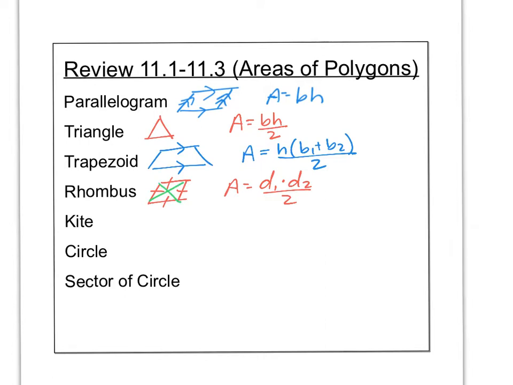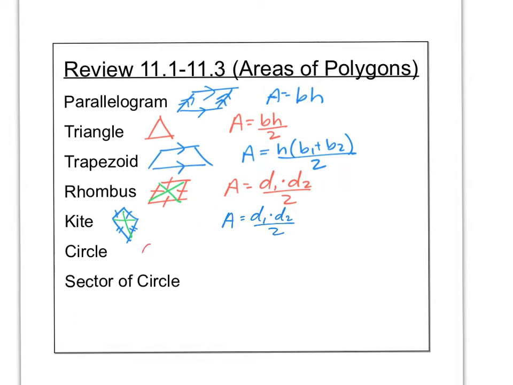For a kite, remember a kite basically looks like a kite that you fly in the sky. It has 2 pairs of consecutive congruent sides, and it actually has the same area formula as the rhombus. So it's still diagonal 1 times diagonal 2 divided by 2, and the diagonals are from opposite corners.